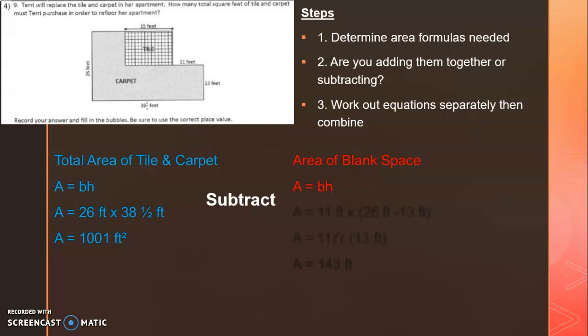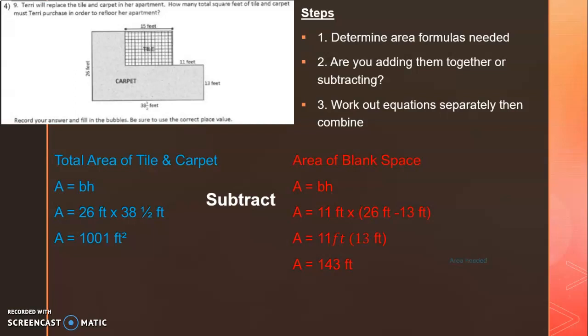So that gives me a total of 26, but on the right side, notice that the piece that it does measure up to is 13. So it's whatever's left. So 26 minus the 13 will give me the length. So my base is 11. My height is the 26 minus the 13, which is also going to be 13. So I have 11 feet by 13 feet, which gives me 143 feet.